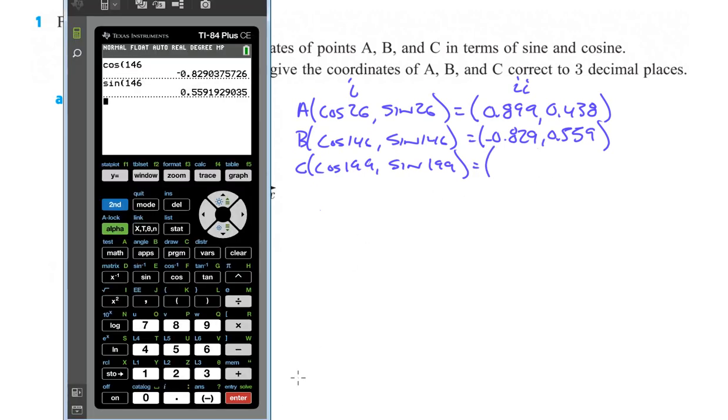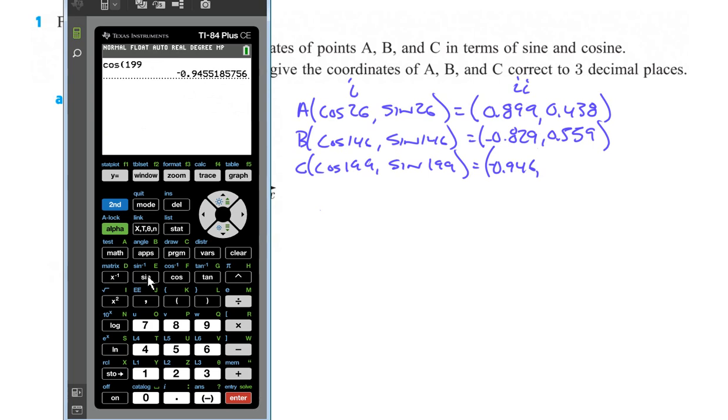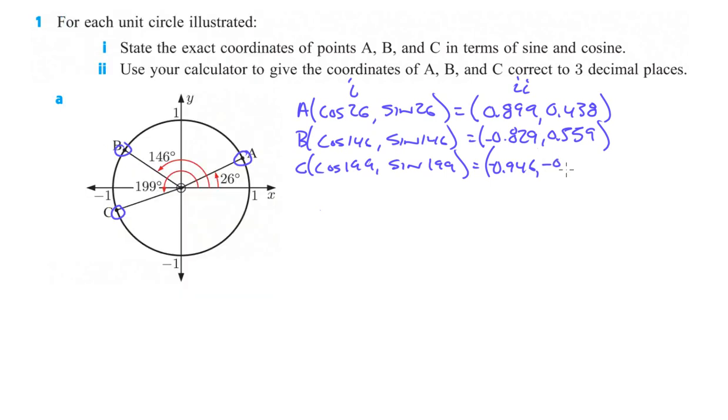Okay, and then for part C, we're going to simply hit cosine 199, and that is negative 0.946. And then the sine of 199 is going to be negative 0.326. Okay, and hopefully that makes sense, because again, we're going to the left, negative for the x, and we're going down, negative for the y. That's why they're both negative. Okay? All right, moving on.